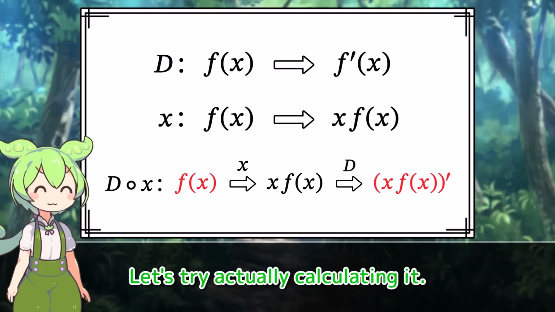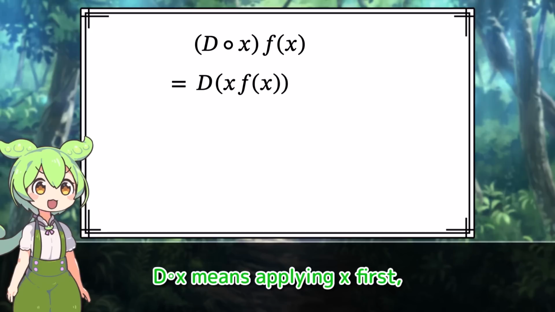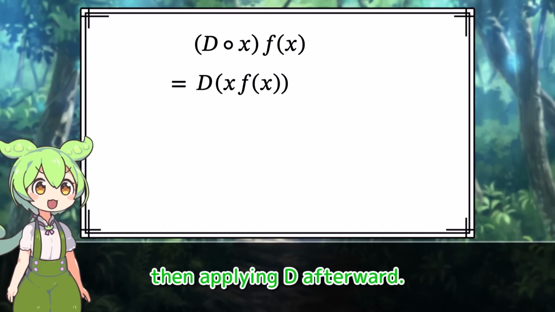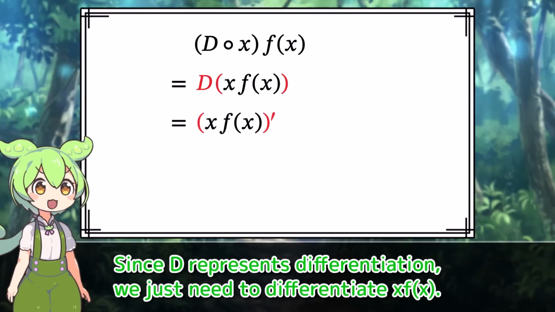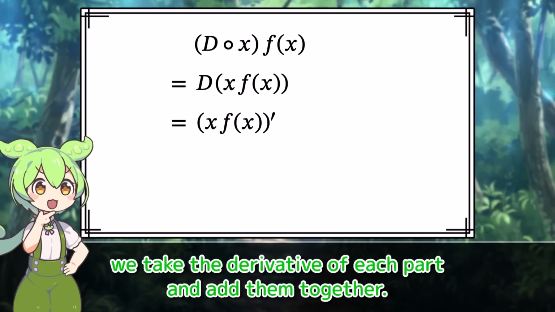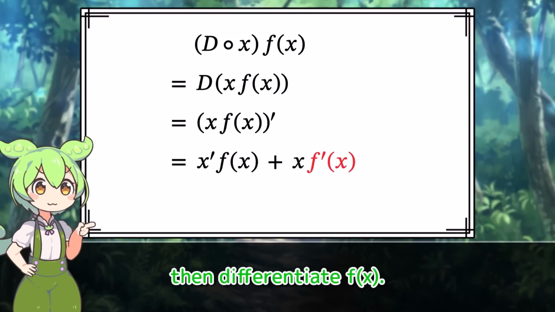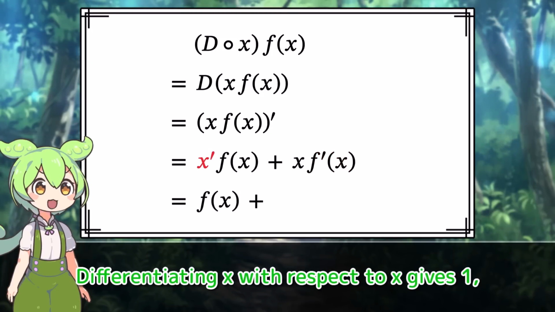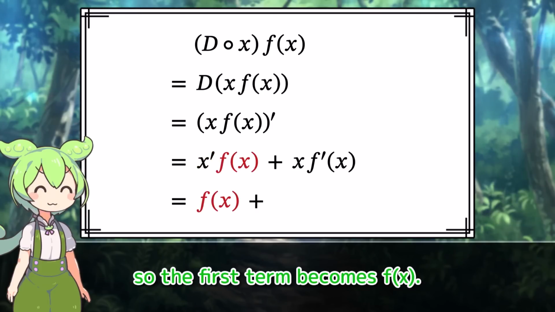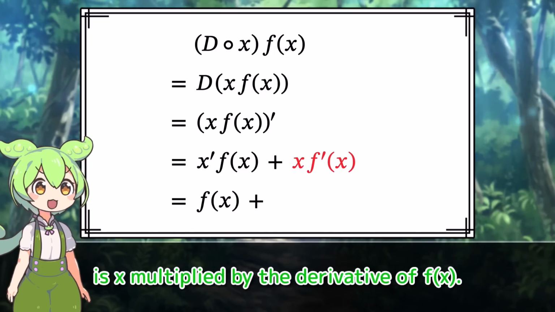Let's try actually calculating it. In this expression, we're applying d of x to the function f of x. D of x means applying x first, then applying d afterward. Since d represents differentiation, we just need to differentiate x f of x. In other words, we need to calculate the derivative of the product of x and f of x. When differentiating a product, we take the derivative of each part and add them together. First, differentiate x, then differentiate f of x. Differentiating x with respect to x gives 1. So the first term becomes f of x, and the second term is x multiplied by the derivative of f of x.